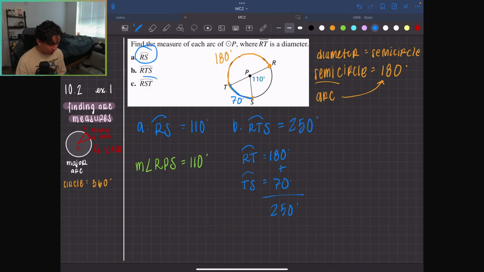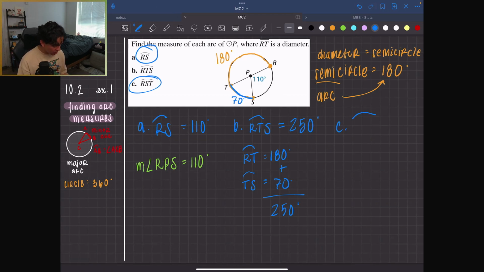Cool. Let's finish off with RST. So arc RST, let's find out what that is going to be. So R to S to T. So you want to go in that order. Well, we already know that this is 110 and this is 70. 110 plus 70 is going to equal 180 degrees. So this will equal 180 degrees.